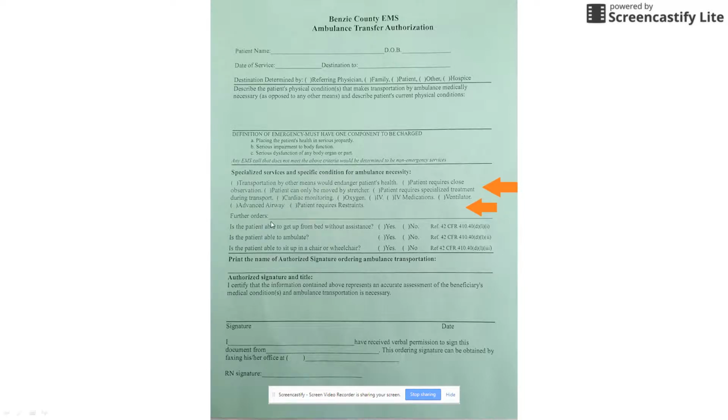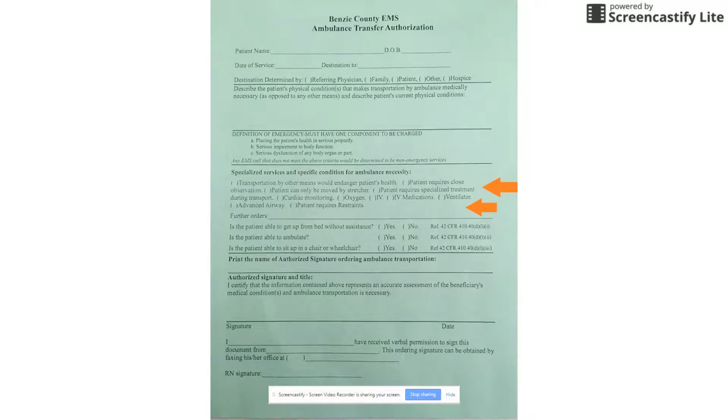Any further orders can be shown below here. Special orders may be a special med or a circumstance where the physician or mid-level would like you to give A in case of B. So if a certain circumstance occurred, they would like you to give this med, which they may send with you.